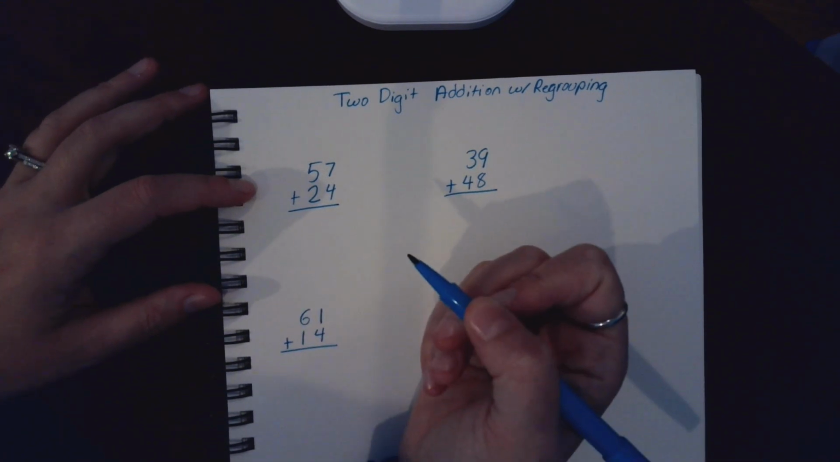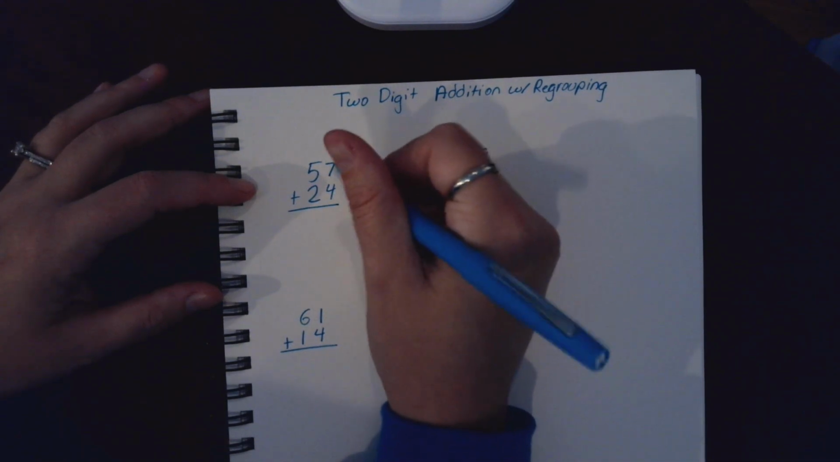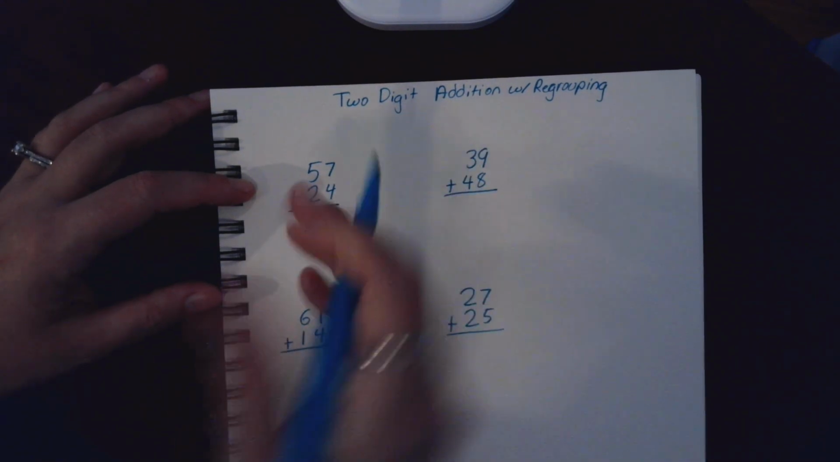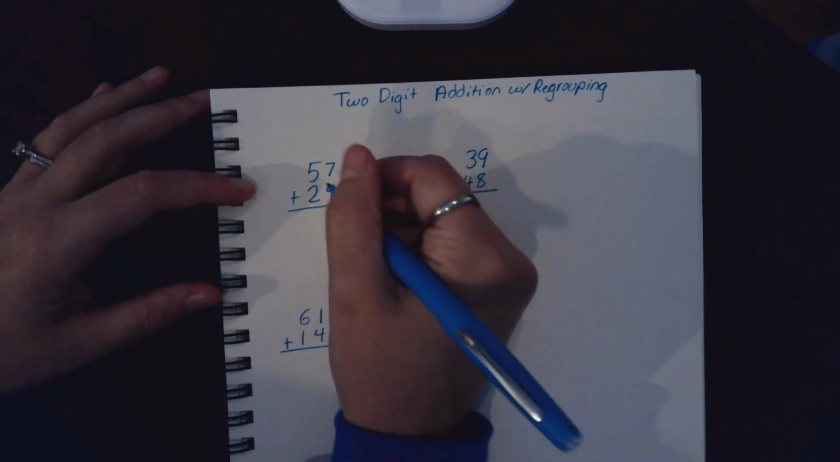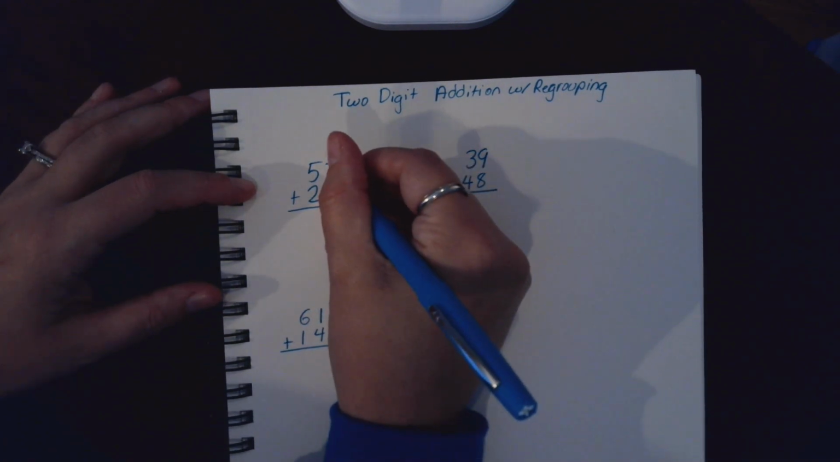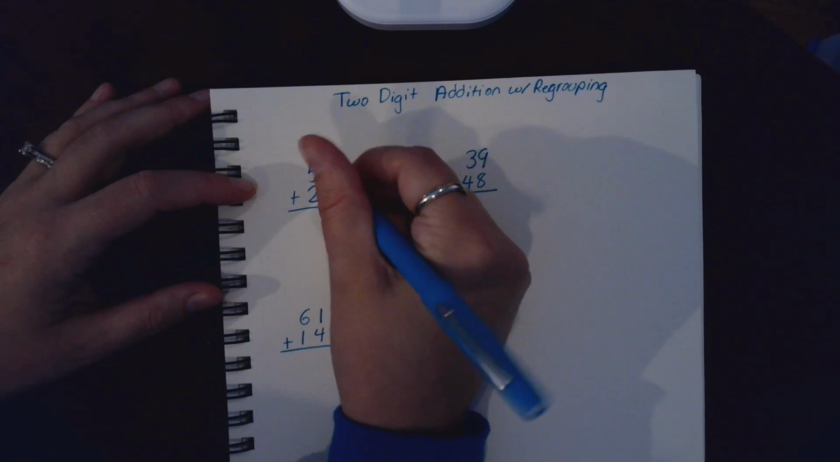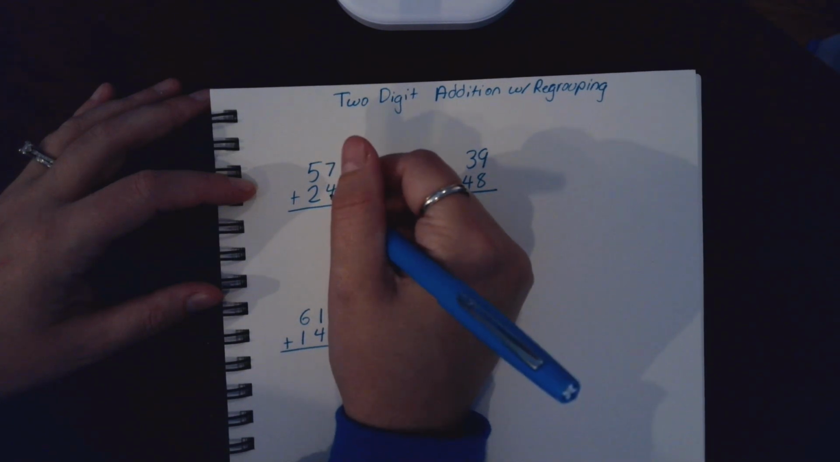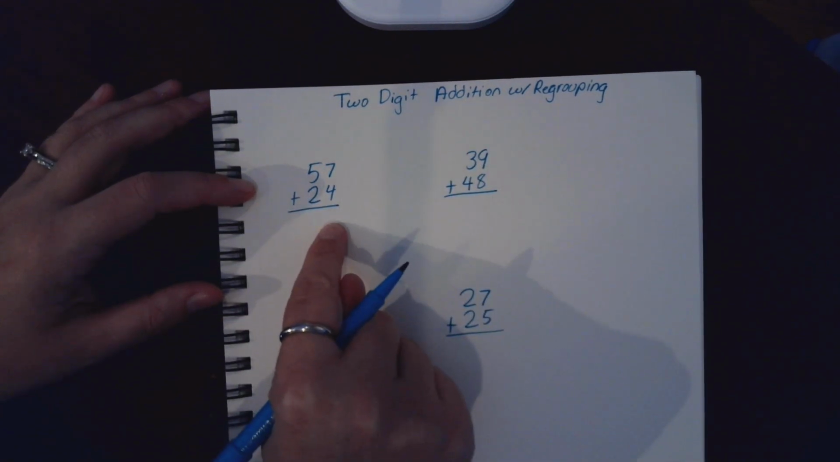When I'm adding a multi-digit number, traditionally, I'm always going to start in my ones place. You have to start in your ones place because the numbers build and you may have to regroup. So in this case right here, I have 7 plus 4. Okay, so 7 plus 4, what does that equal? That equals 11. Am I allowed to put 11 down in my ones place? No, I can only leave ones in my ones place.